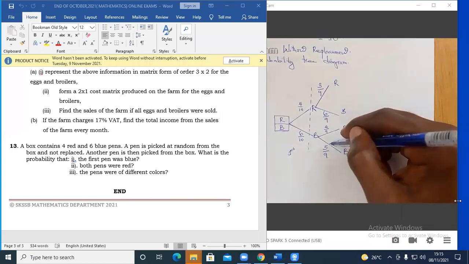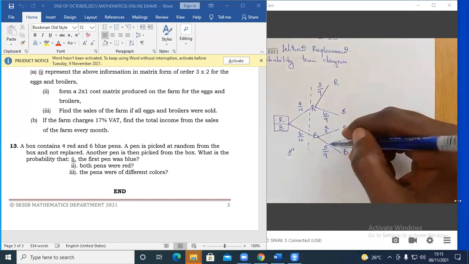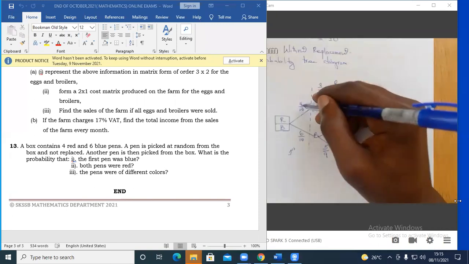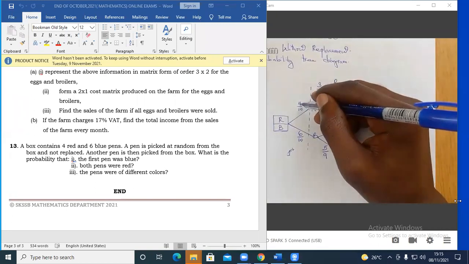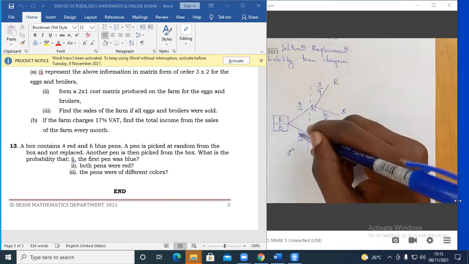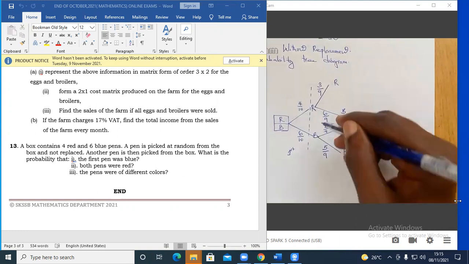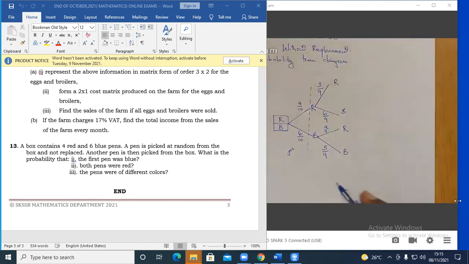Now in the second branch, you assume that you have picked blue. You did not pick red. You have picked blue, but you didn't pick what? Red. So red was still 4. But the blue pen will reduce to 5. So 5 out of 9. That was our second picking.